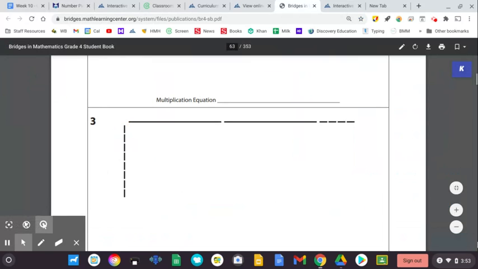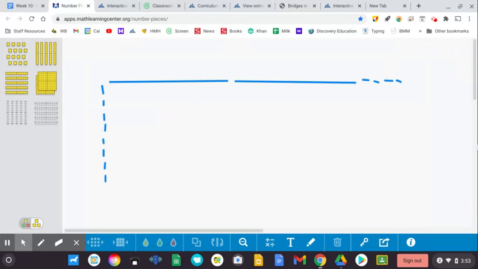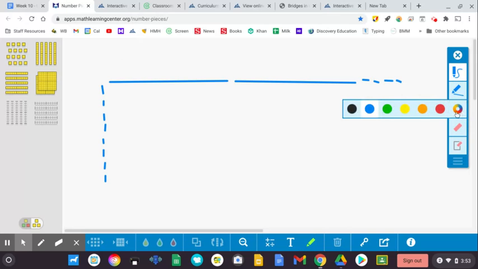Okay, so this is what number 3 looks like in your book. And like I said, I can't write on this thing, so I'm going back to my number pieces board and I drew it out for you. Remember, I said that this time I'm going to just draw lines to save time. So I want you to think about this. Hopefully you did the same thing. So let's get our drawing. Let's change our color.